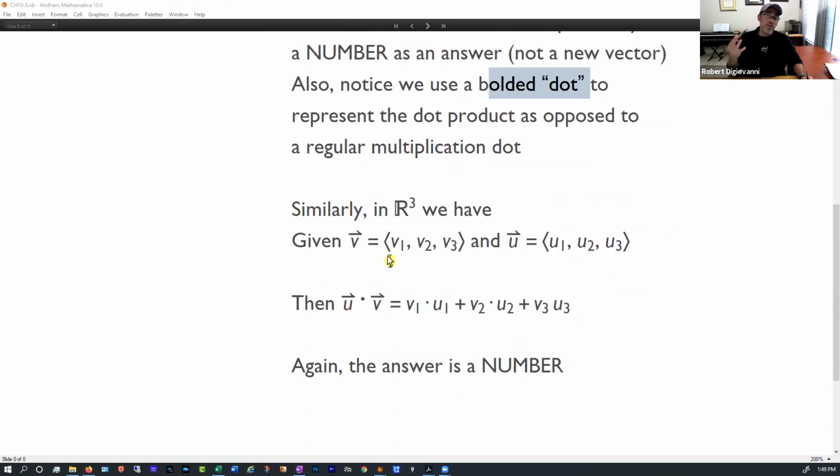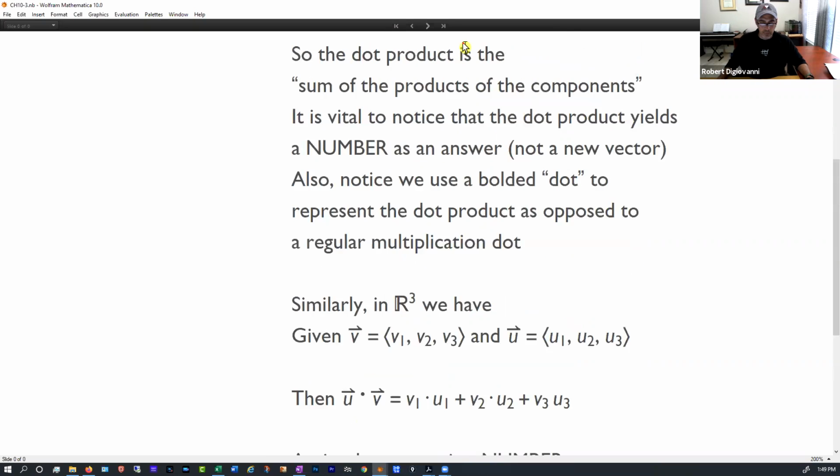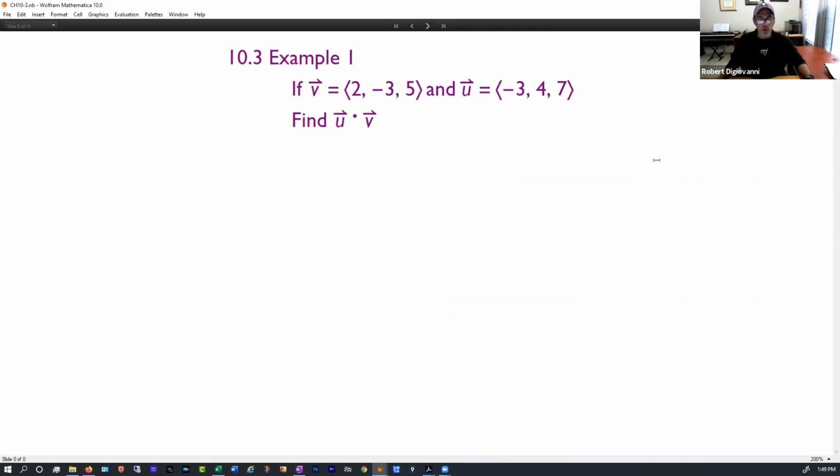Now, if we're in three-dimensional space, it works the same way. You take the first components and multiply them together, then add to that the second components multiplied together, and then the third components multiplied together. You add those all up and you get a number. So we're going to do one quick example, and then we're going to talk about what it means. What does the dot product give you? What's the significance of the number? It's going to be very significant.